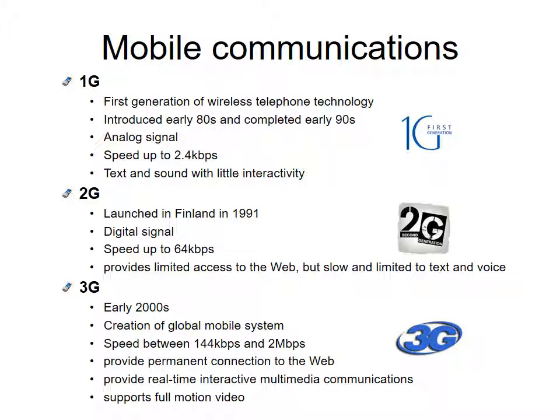Then there was the advent of the 3G, when we had our first iPhones, iPhone 3, in the early 2000s. And in this case, the connection speed increased dramatically up to 2 megabits per second. The 3G connection was able to provide a permanent connection to the web, quite reliable, fairly fast. For the first time, we could watch videos and we could take videos on our mobiles as well.